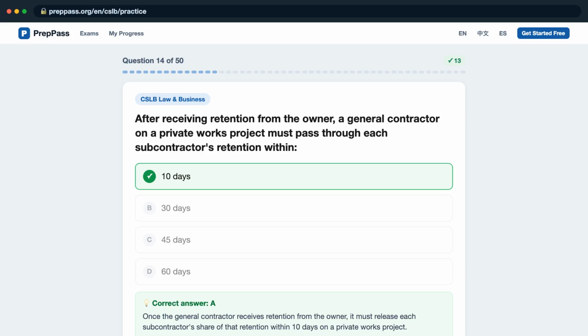Once the general contractor receives retention from the owner, it must release each subcontractor's share of that retention within 10 days on a private works project.